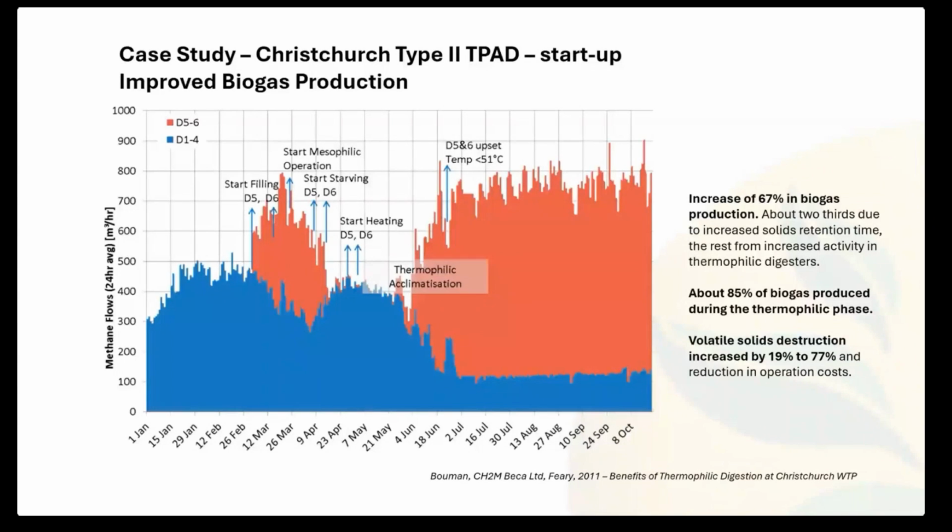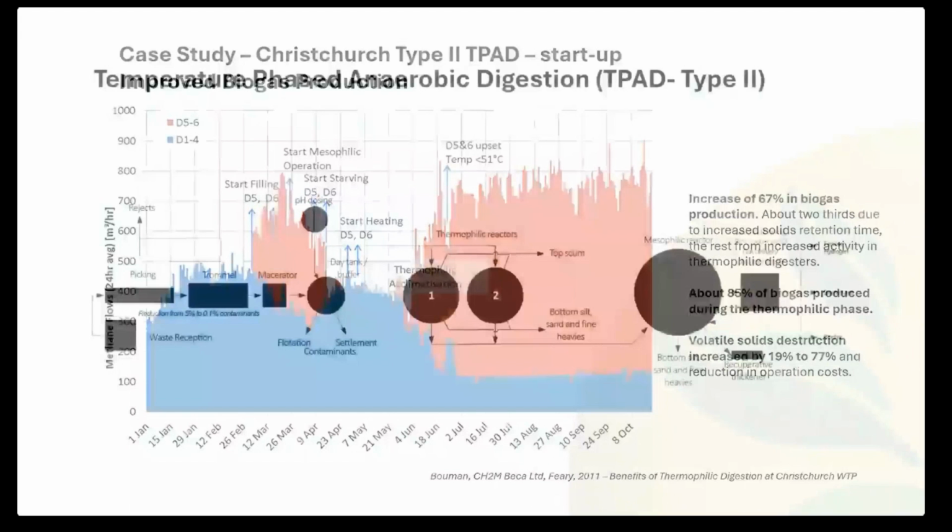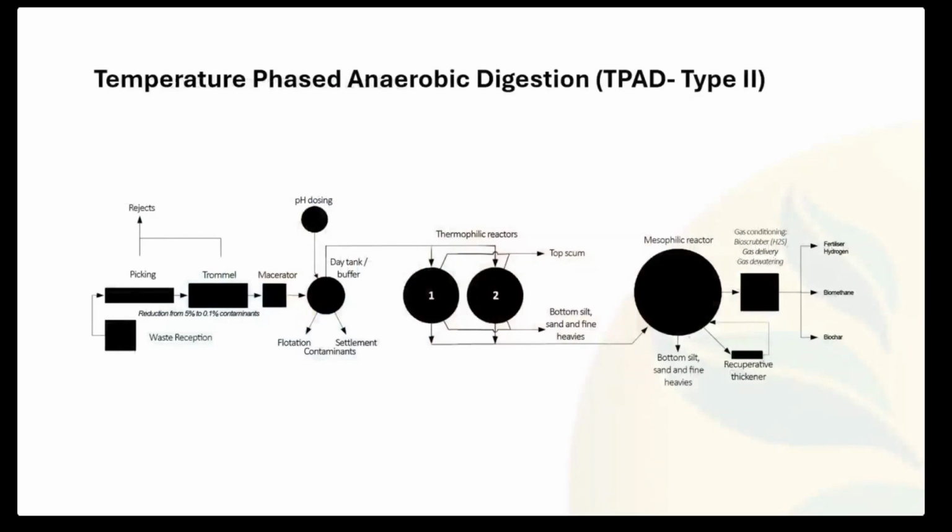And the way we designed and implemented it in Christchurch, which we have also implemented at other facilities, gives at the end of the day better results than the traditional type 1 TPAD design. This type 2 TPAD can also be applied to non-municipal waste. Here, this is a design that Organics is offering for fruit and vegetable waste in various places.